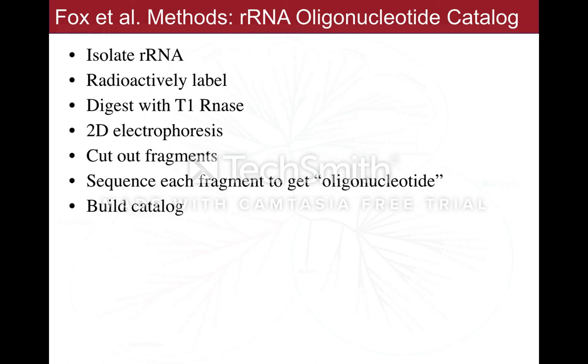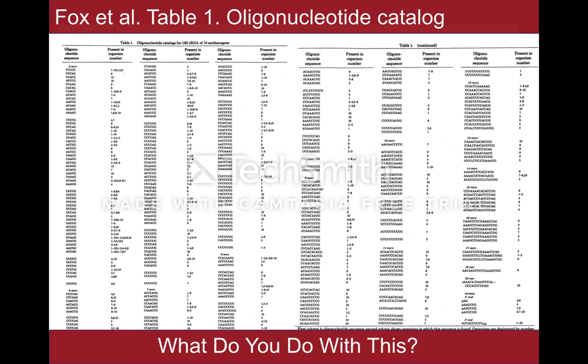And so that's what they show you here. I know you can read this all really carefully. This is Table 1 from the Fox paper. And these are the oligonucleotides they found in different organisms. So here are the oligonucleotides. They just list them. Here is UCCCAG. Here is CUCCAG, et cetera. Then they list which organisms they find those in, of their list that they're analyzing. And here they keep going. These are all the oligonucleotides that they built for their catalog.